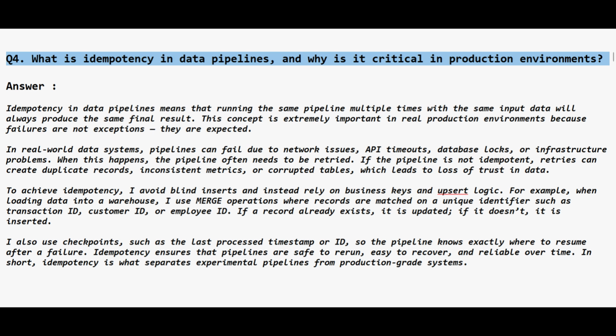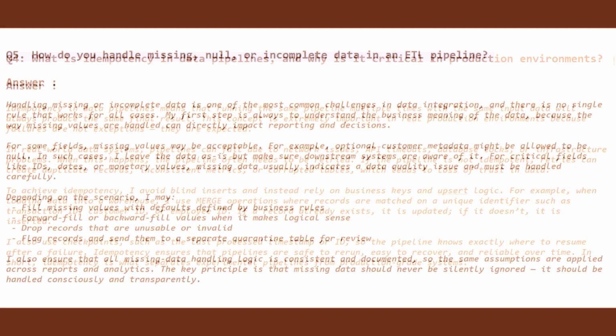If a record already exists, it is updated. If it doesn't, it is inserted. I also use checkpoints, such as the last process timestamp or ID, so the pipeline knows exactly where to resume after a failure. Idempotency ensures that pipelines are safe to rerun, easy to recover, and reliable over time. In short, idempotency is what separates experimental pipelines from production-grade systems.